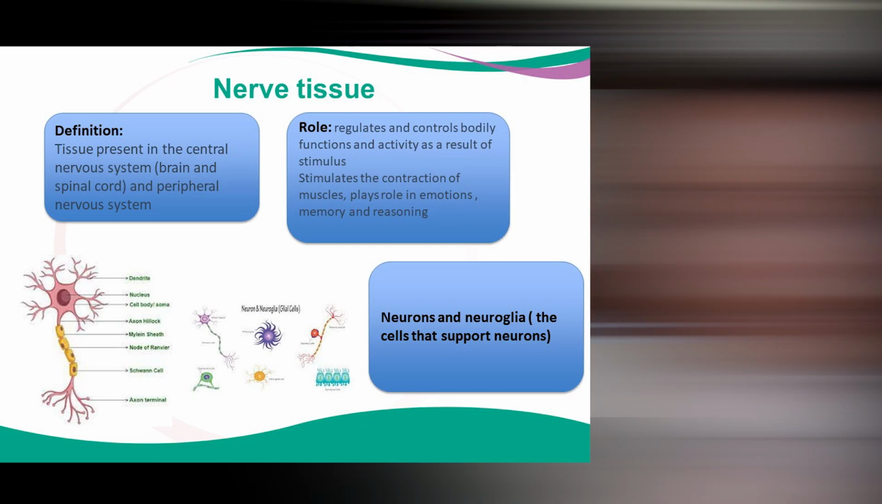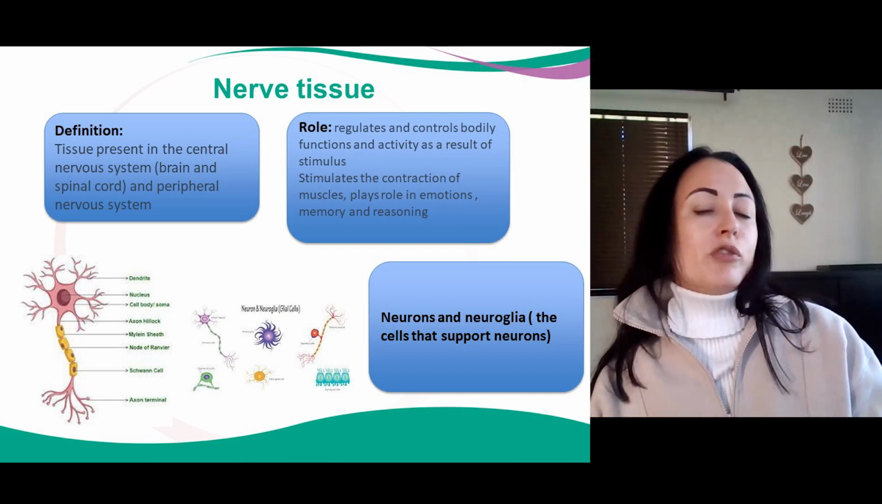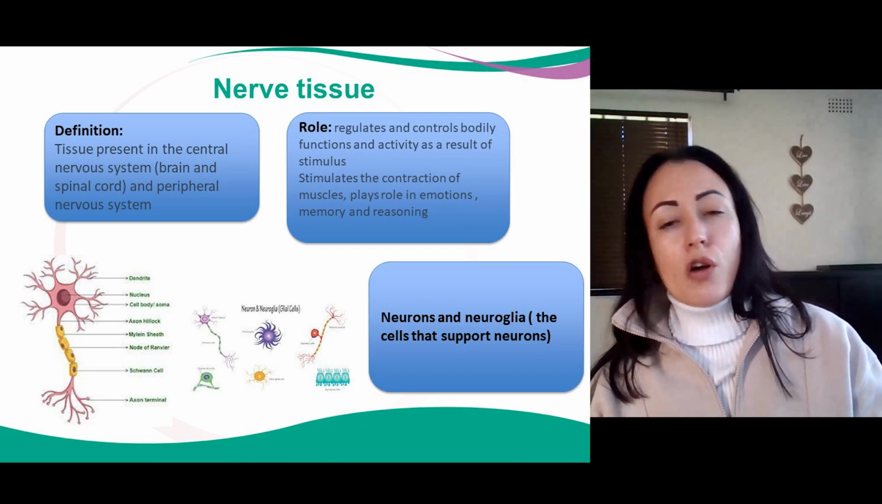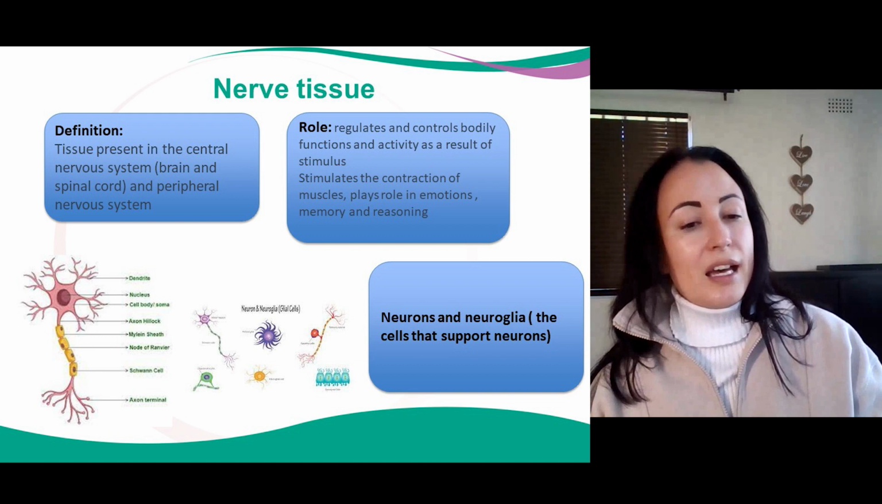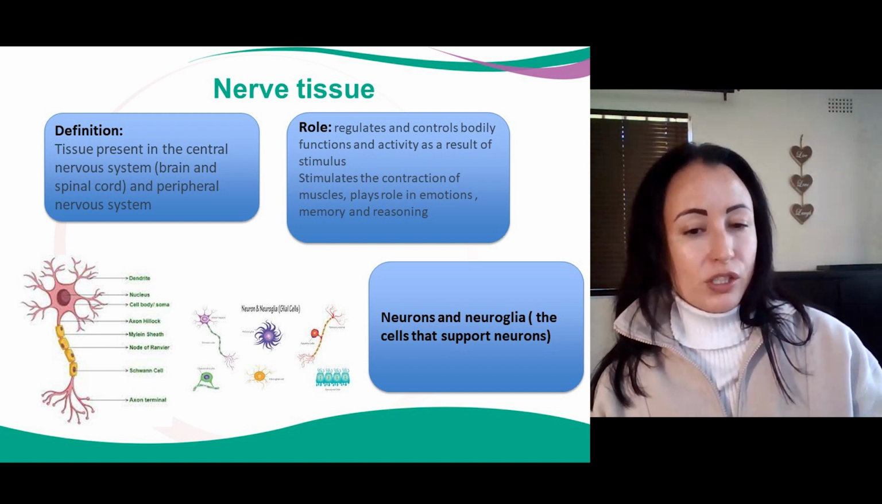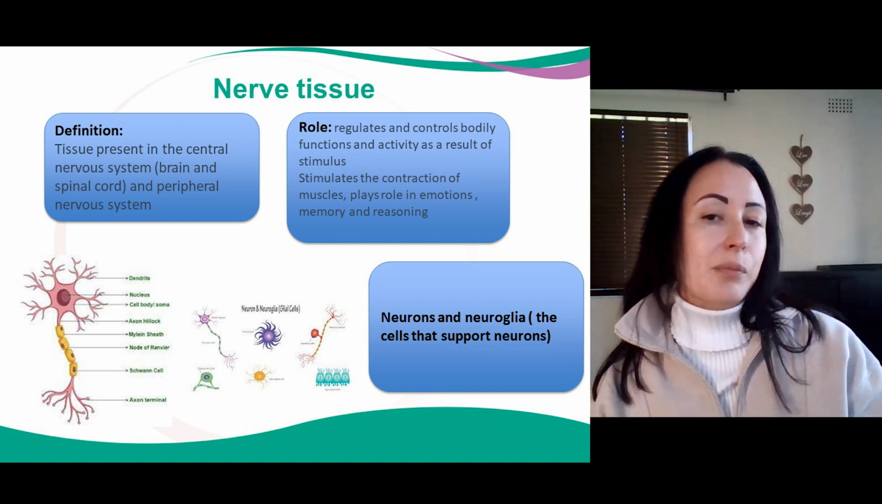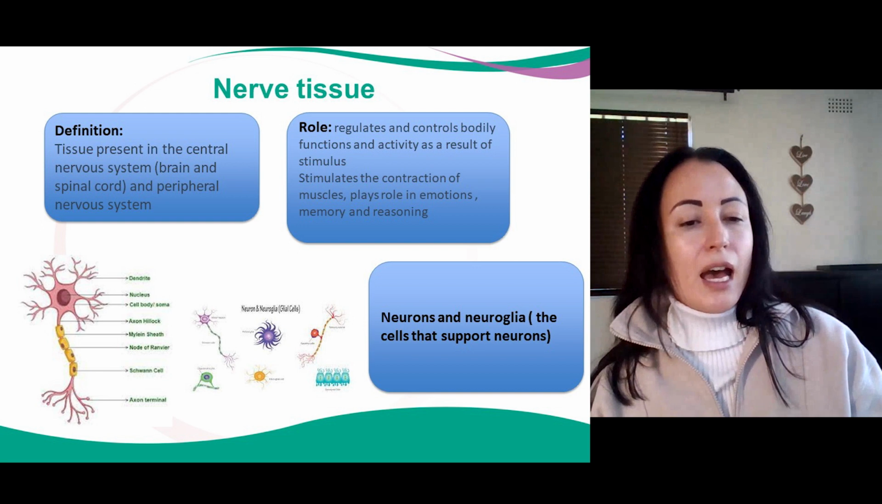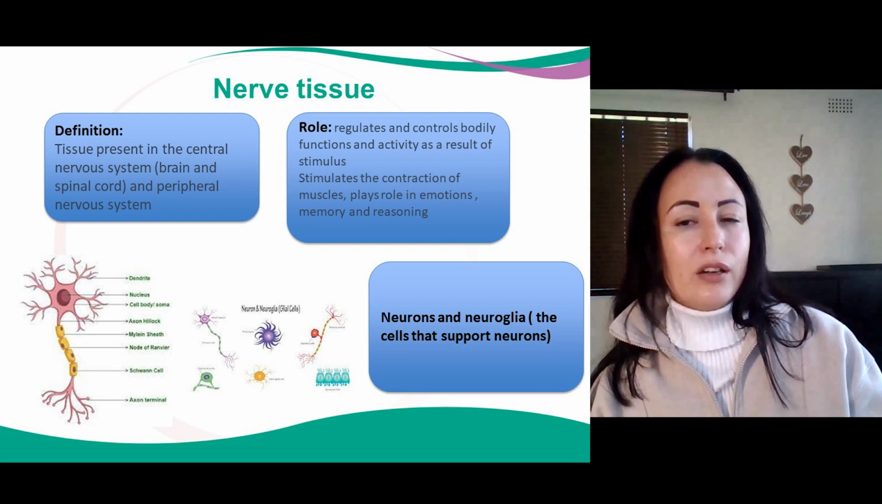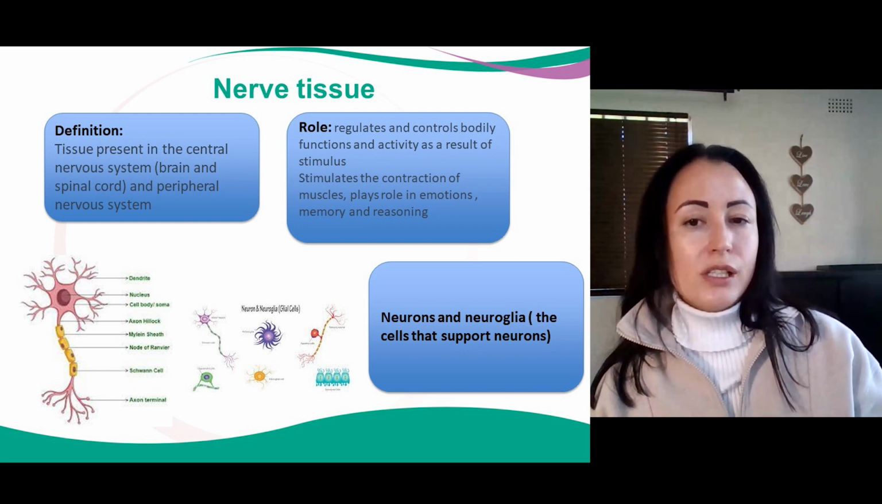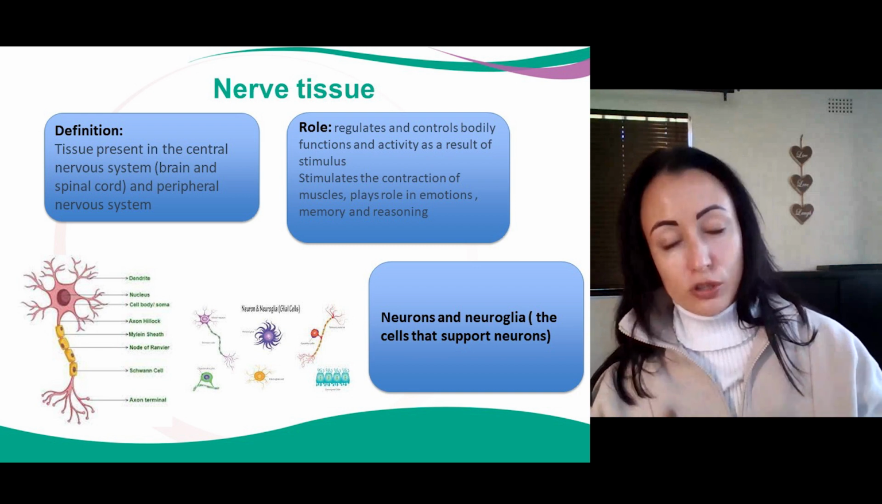Then the nerve tissue. Nerve tissue is present in the central nervous system and the peripheral nervous system. The different types of nerve tissue that you get are neurons and neuroglia, and I've put some pictures there. Neuroglia is also called glial cells, and they support neurons. A neuron regulates and controls the bodily functions and activity as a result of a stimulus.